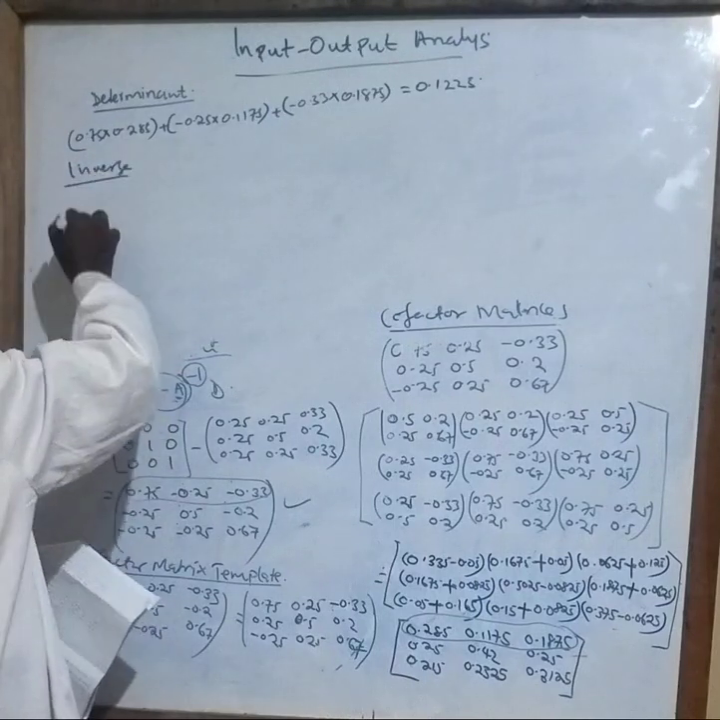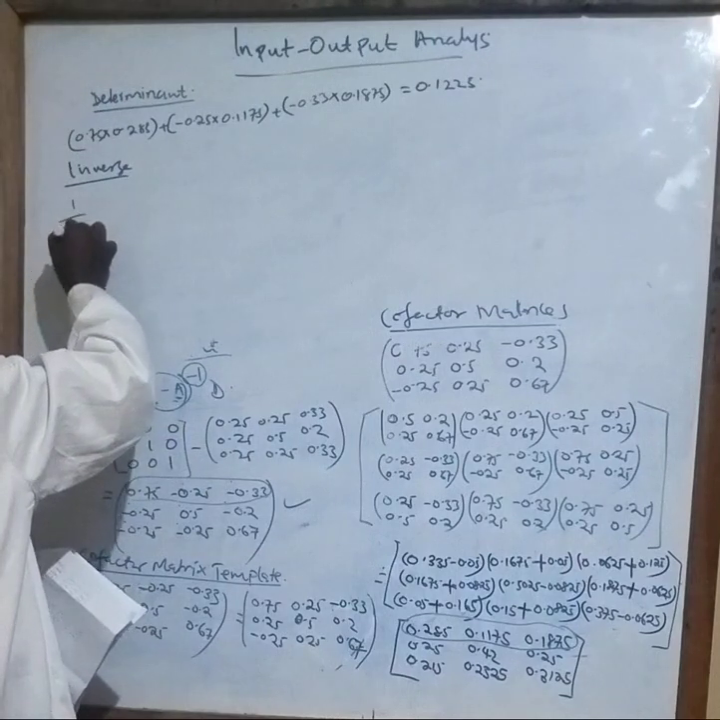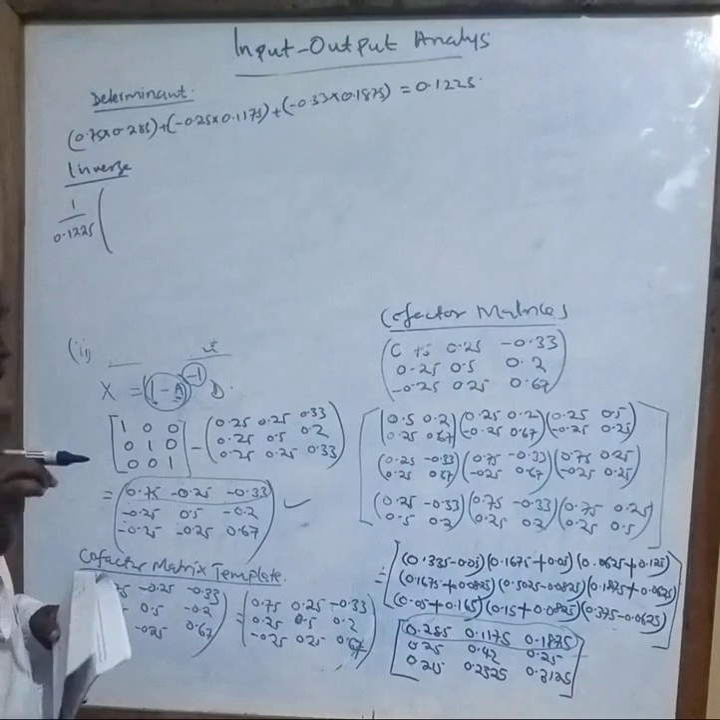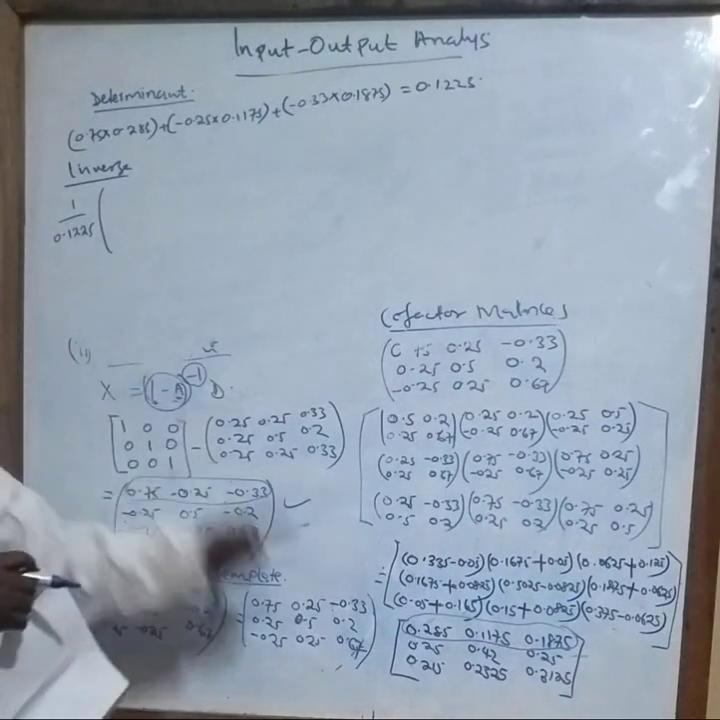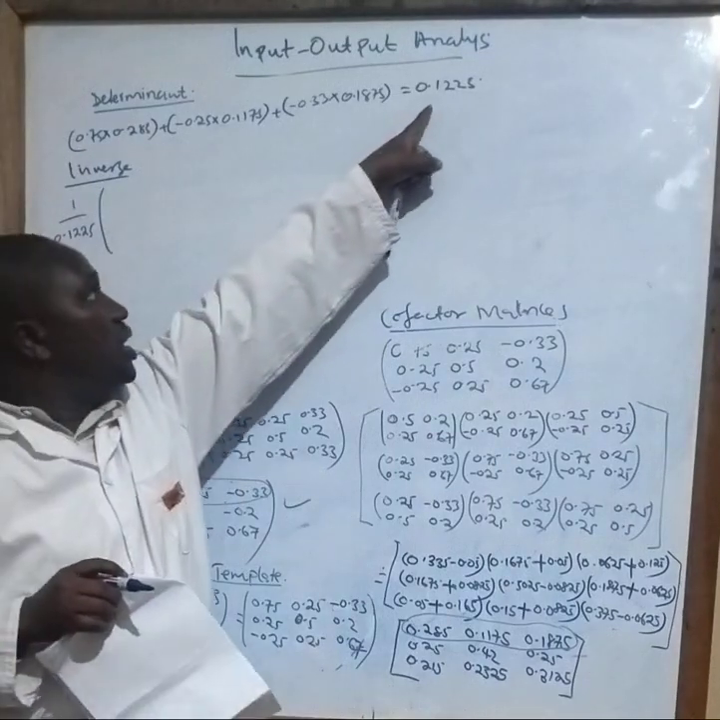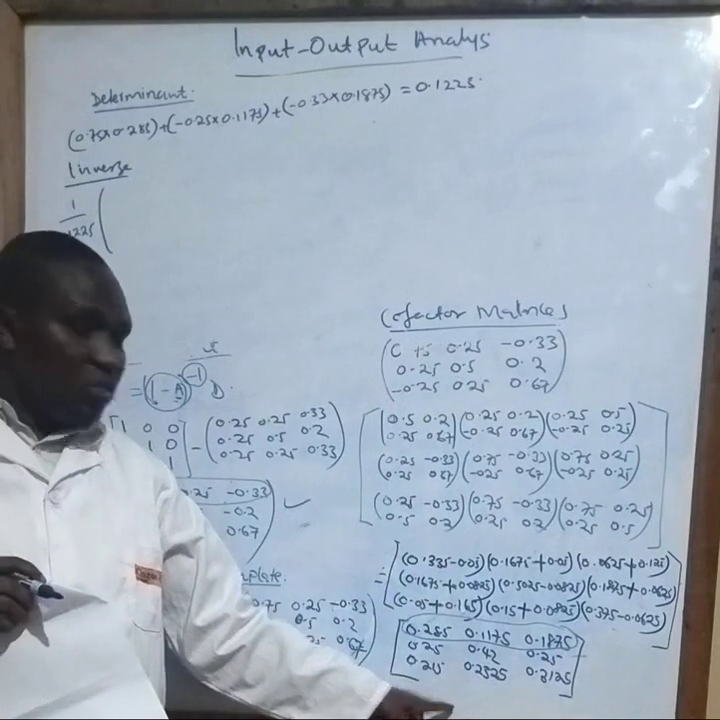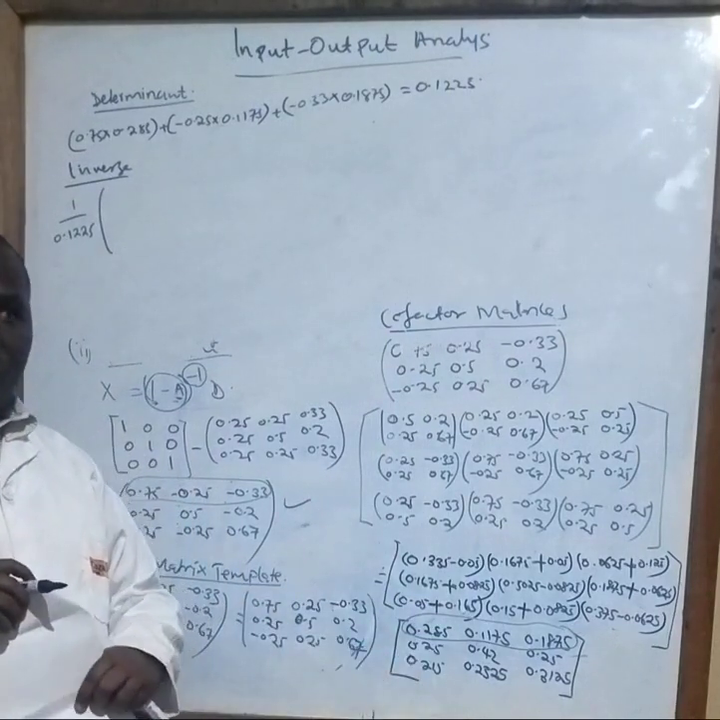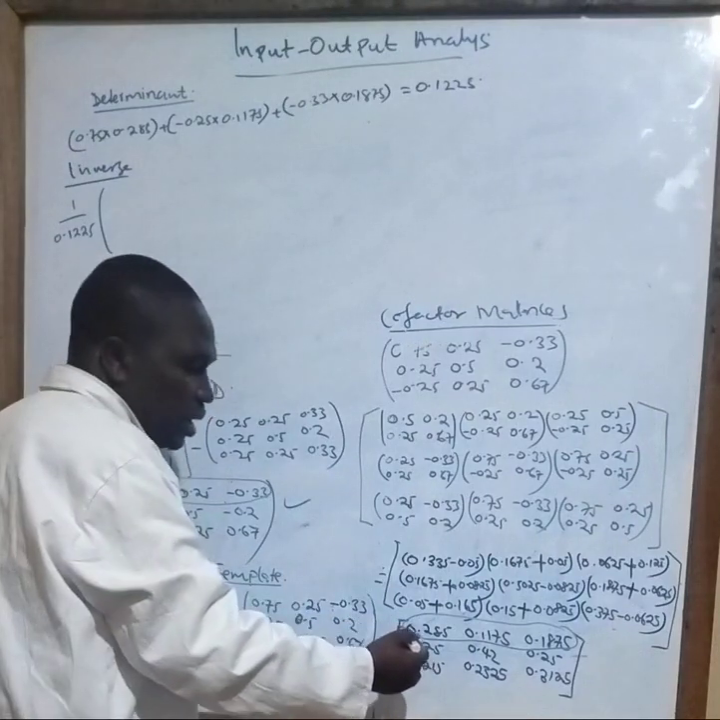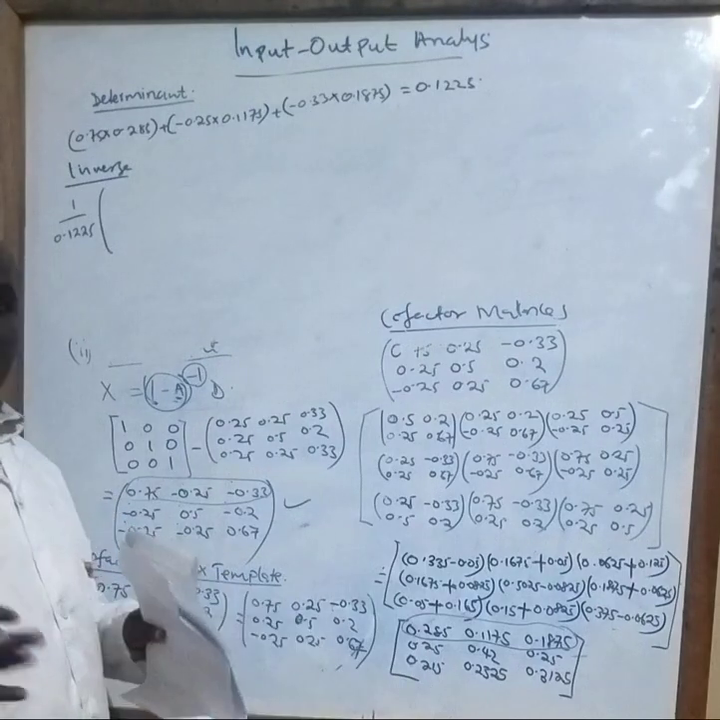So therefore the inverse, how do you get the inverse? It is 1 over 0.1225 into, take note of what I'm doing. The inverse. What is the inverse of this matrix? So we are taking the inverse of the determinant. You multiply by the inverse of the matrix, which is this one. How do you get the inverse? We borrow what we call transpose. Transpose says what? Interchange the columns with the rows, or the rows with the columns.